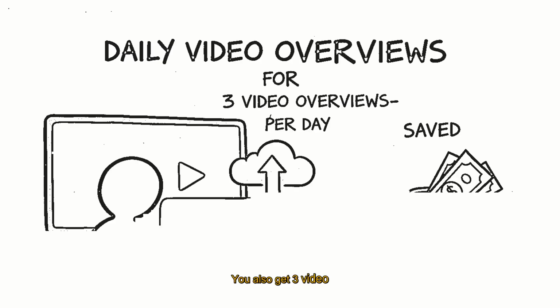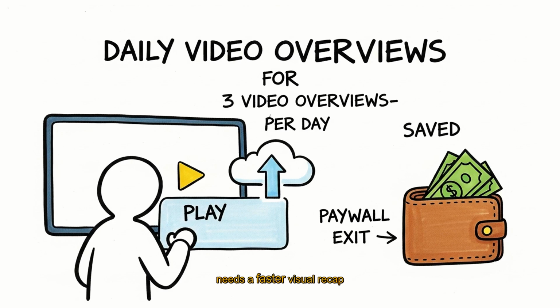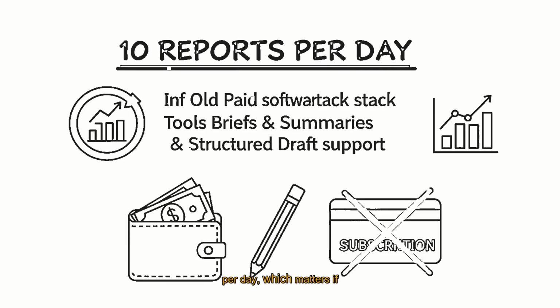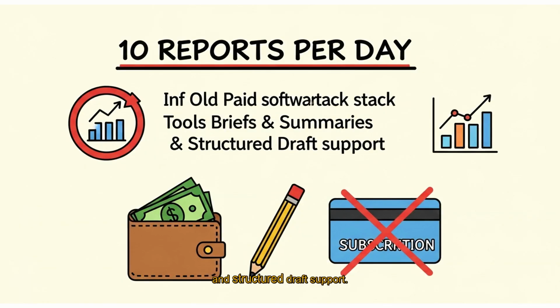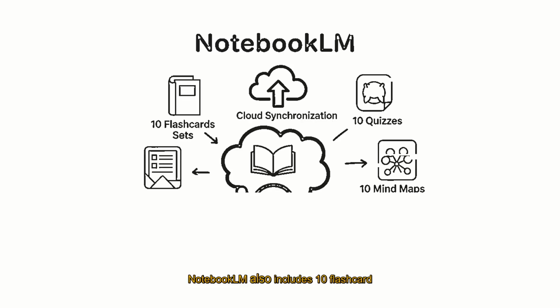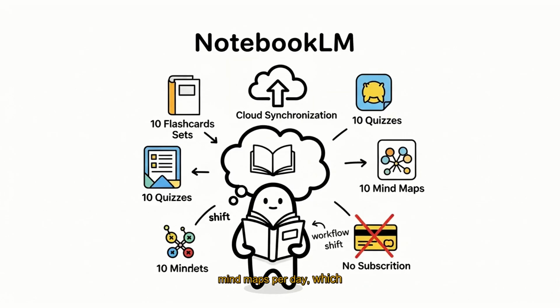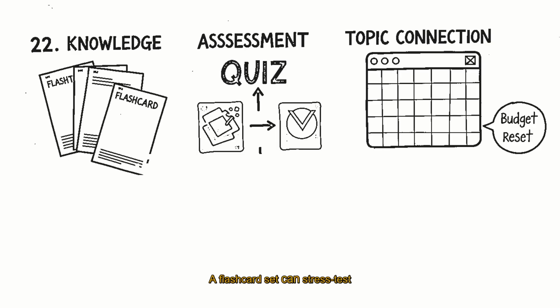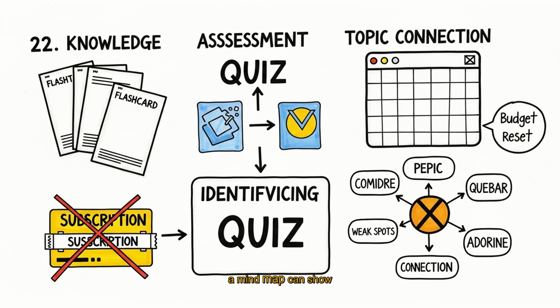You also get 3 video overviews per day, which is useful when a research-heavy topic needs a faster visual recap before writing begins. Then there are 10 reports per day, which matters if your old paid stack used separate tools for briefs, summaries, and structured draft support. NotebookLM also includes 10 flashcard sets, 10 quizzes, and 10 mind maps per day, which sounds academic until you use them for real work. A flashcard set can stress test your own knowledge, a quiz can expose weak spots, and a mind map can show whether a big topic actually connects.